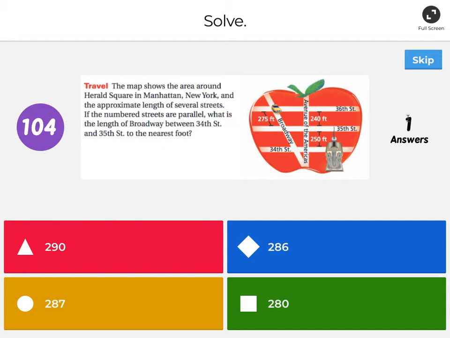Okay, look at this one, guys. You're trying to find this segment from here to here. So this is my x. How do I do it? Same way you've been doing it.